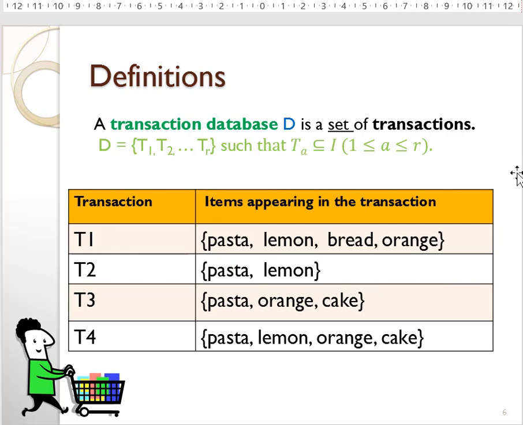Now, we suppose that we have a database that we call a transaction database. A transaction database is a set of many transactions, where each transaction, T1 for example to T4, is a set of items. So for example, in my example here, I have 4 transactions, T1, T2, T3, and T4. These are the names of these transactions. In T1, there was a customer who bought the items pasta, lemon, bread, and orange. In transaction 2, another customer bought pasta and lemon. In transaction 3, some customer bought pasta, orange, and cake, and so on. So we have some data like this about transactions made by customers in the store.